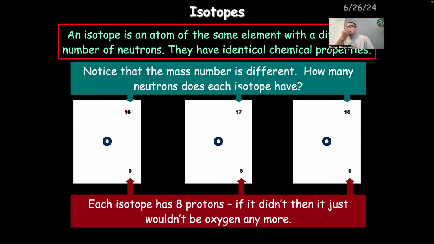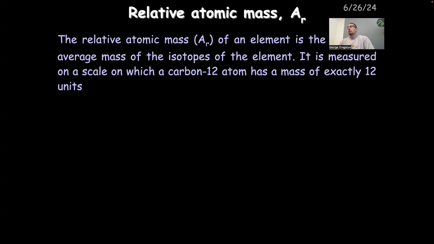Notice how they all have a different mass number because the neutrons are different, but the atomic number is always 8. Otherwise, you will change the element. Now, when you average the mass of all these isotopes, that's when you get the relative atomic mass. So the official definition of relative atomic mass is the weighted average mass of an element compared to the mass of 1/12 of carbon-12.